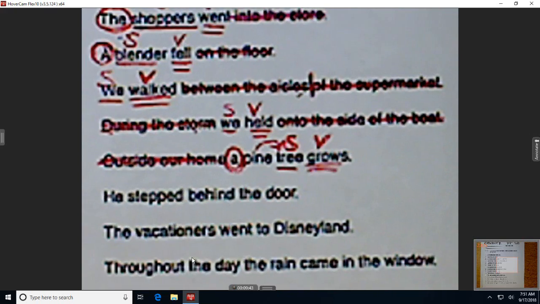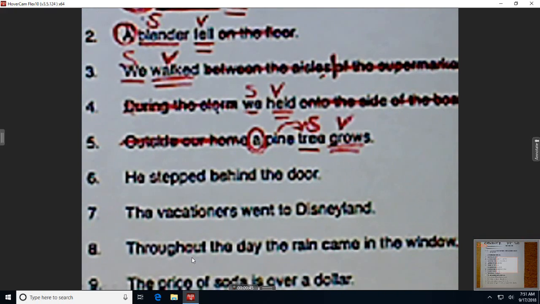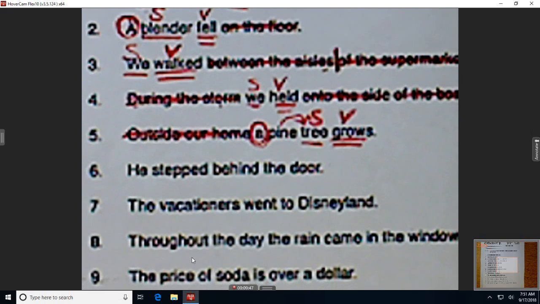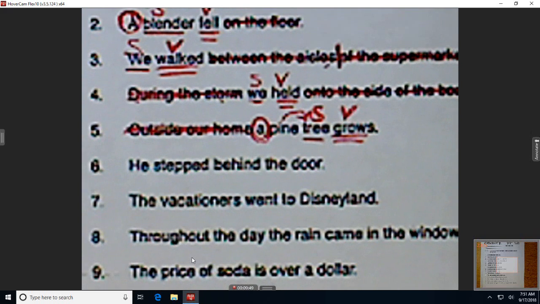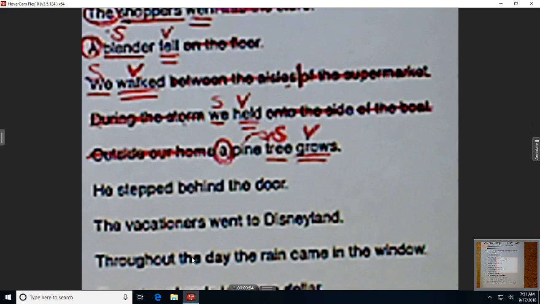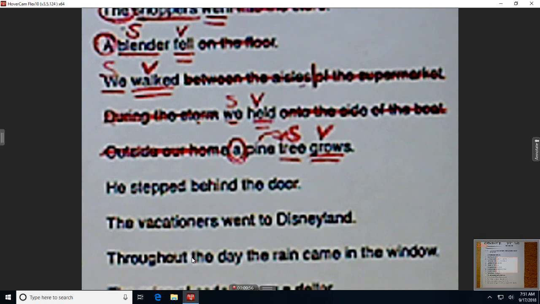Okay, we're going to stop there today. Tomorrow, I'm going to turn you loose, and I'm going to let you do some by yourself, and then we'll go over and check them in class. But I wanted to walk you through 5 of them today so you can get the process of how we're marking them up.